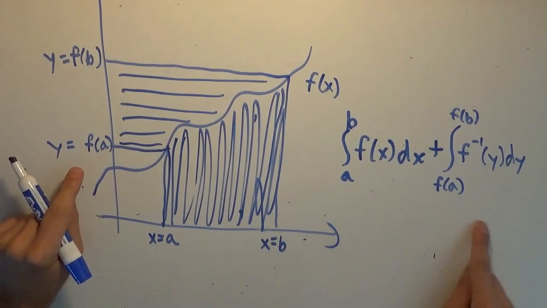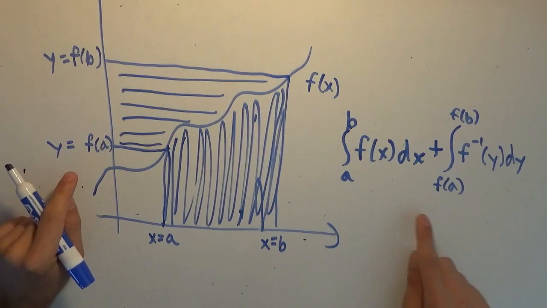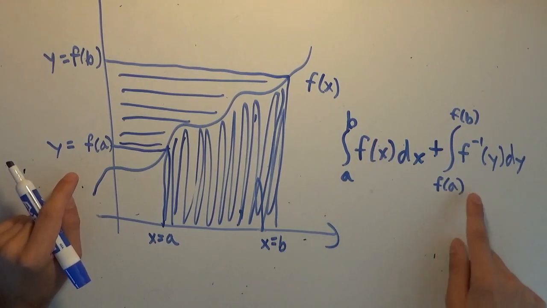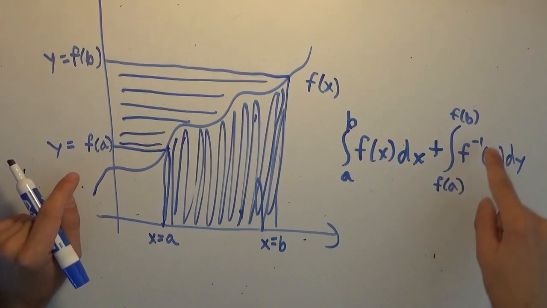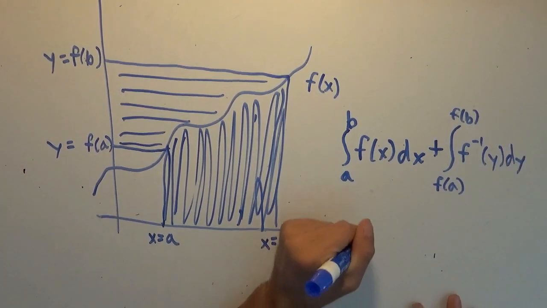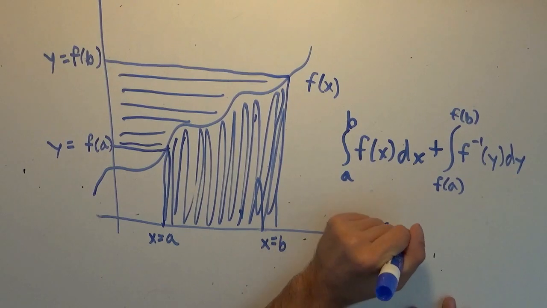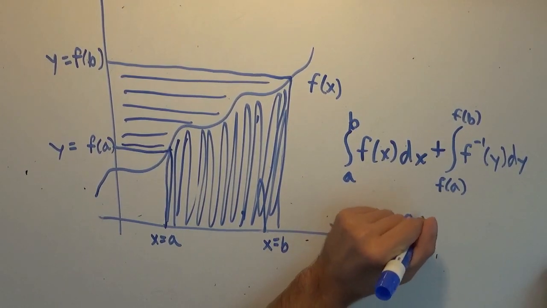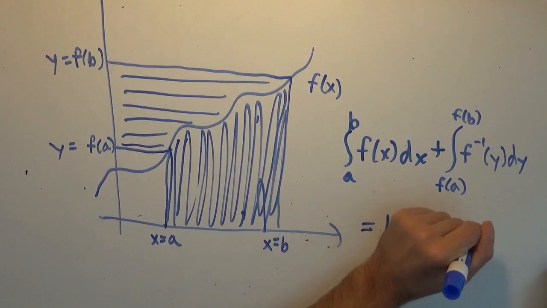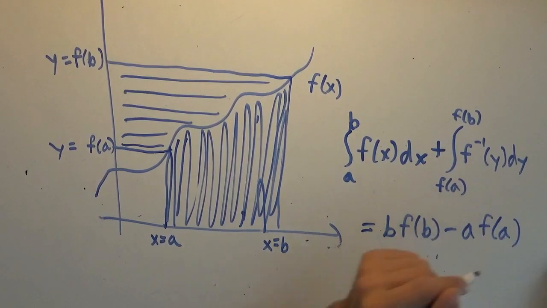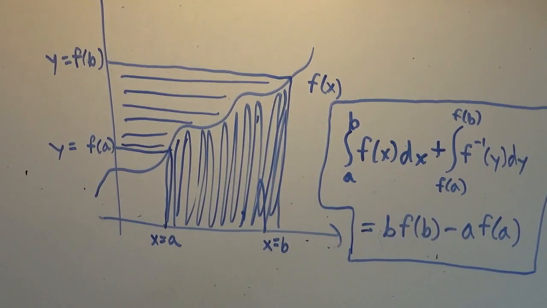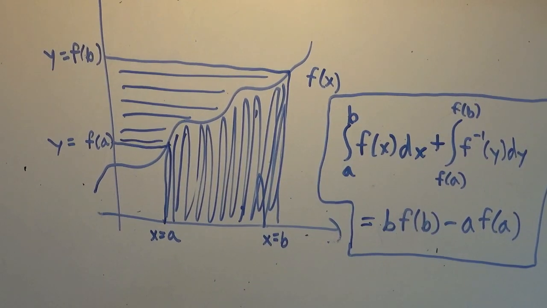So we can say that this sum of integrals, the one that's over the regular function from a to b, and the one that's over the inverse function from the function applied to a to the function applied to b, this is simply equal to b times f of b minus a times f of a. And I think that's such a neat little fact there. It's very lovely. So that's the third fact presented in the video.